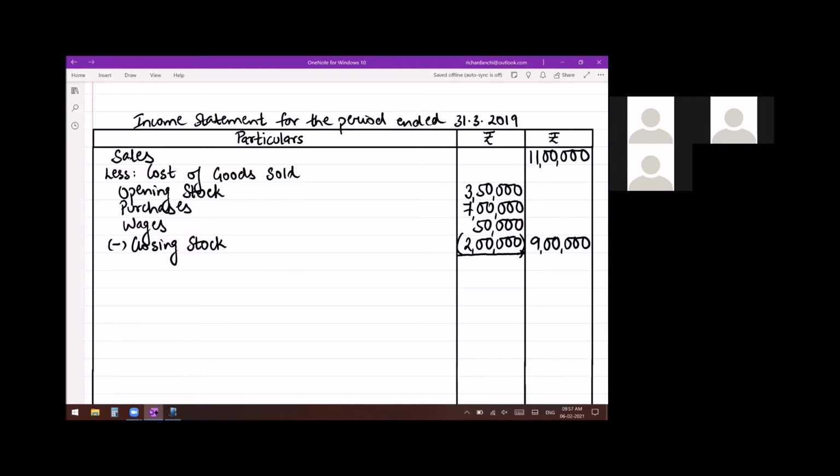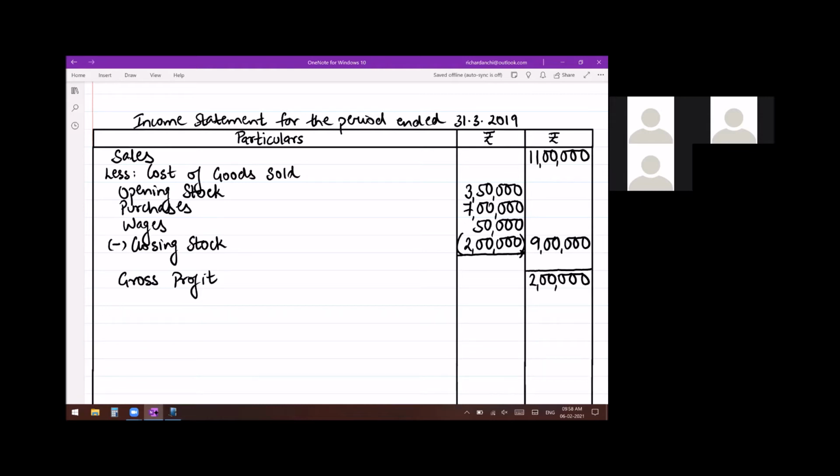That's it. You are ready to calculate gross profit. Sales minus cost of goods sold will give you gross profit. Take the total and call it gross profit. 11 lakhs minus 9 lakhs. Your gross profit is 2 lakhs. And if you compare and see, even in the question, gross profit was already calculated and given to you. That also comes to 2 lakhs.